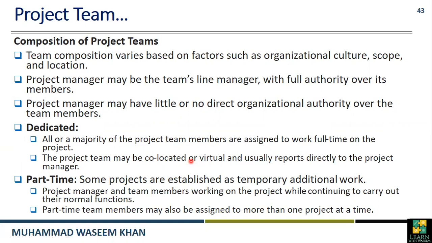I don't need to explain it because these sentences are very clear, and I hope you will understand it very easily. And the dedicated project team members are the majority of the project team members who are assigned to work full time on the project. And for part-time project team members, some projects are established as temporary additional work. The project manager and project team members work on the project while continuing to carry out their normal functions as well. And part-time team members may also be assigned to more than one project at a time.